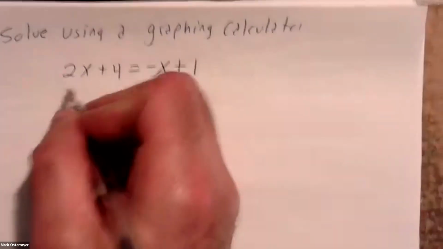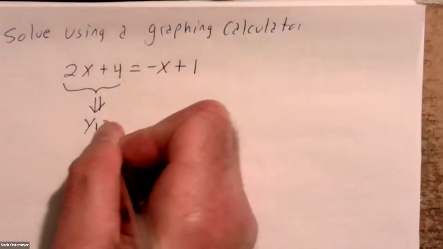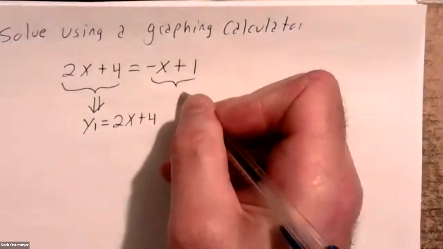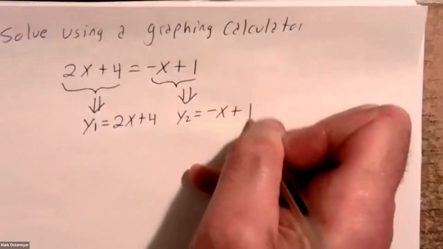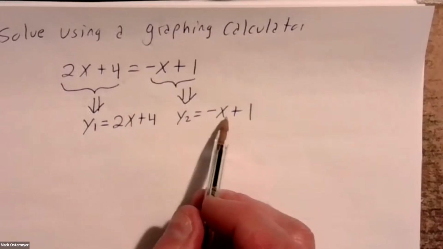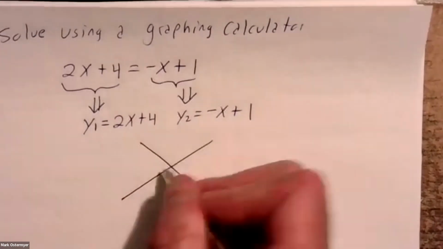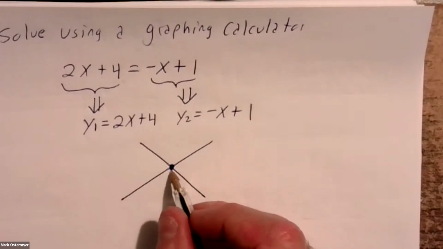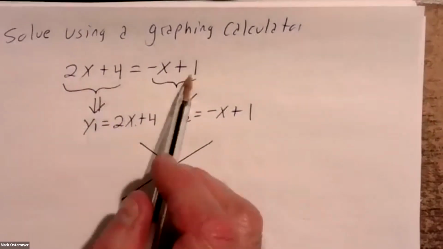To do that, I'm going to graph the left side of my equation. So on my graphing calculator, I'm going to let y1 be 2x plus 4. And then I'm going to graph the right side of my equation by letting y sub 2 be equal to negative x plus 1. When I graph these two sides of the equation, I'll have two lines graphed in my xy plane. And where these lines intersect, specifically the x coordinate of the point of intersection between these two lines, is going to be the solution to this equation.